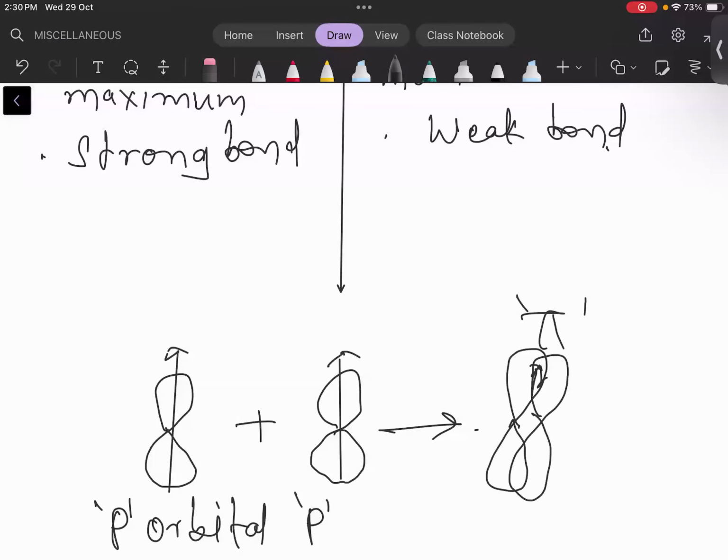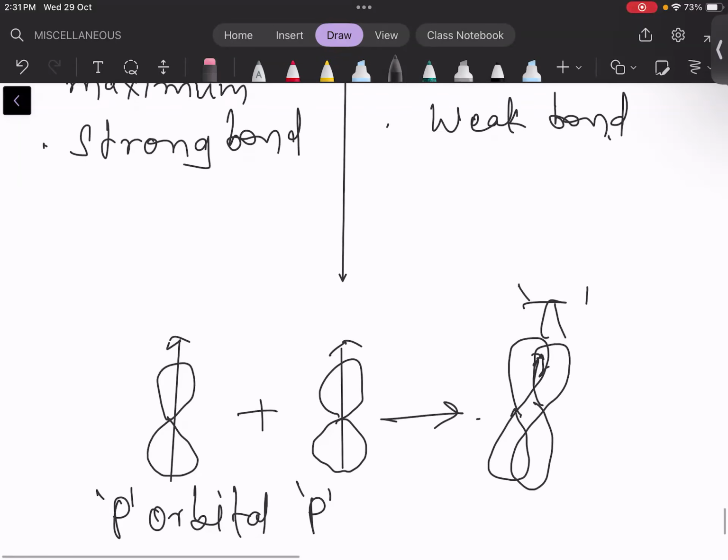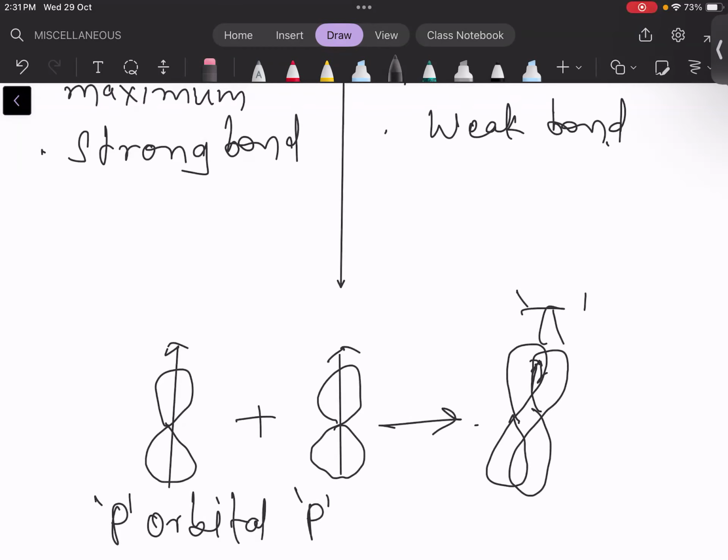Is there any doubt? So there is only one overlapping. Yes, two overlap. This is also overlap, no? No, one like this overlaps with another. One half overlap of one atom, another half overlap of another atom. So in pi bond, only p-p overlapping is there.